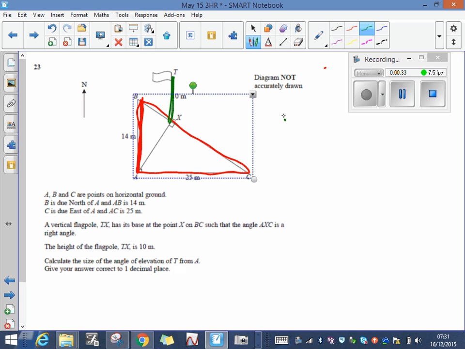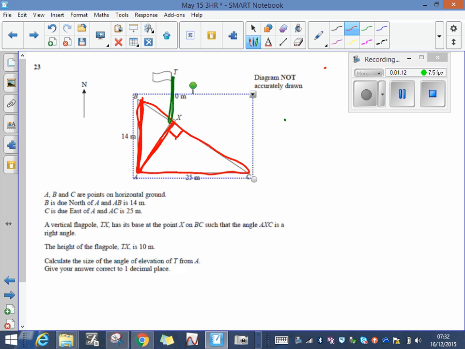We're told that C is east of A, and that B is north. So this line and this line are at right angles to each other, which is why we've got a right angle triangle here. And it just happens that the base of the vertical flagpole TX is on this point here. This is just an imaginary line, and it's flat on the ground. So if I do that in red as well, this line here is also horizontal, and angle AXC is a right angle.